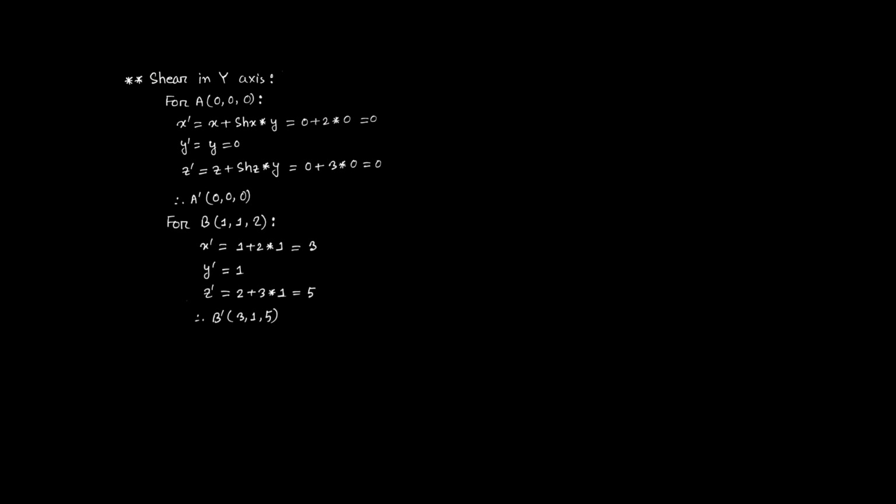We will apply shearing parameters to the y-axis like the x-axis. After y-axis shearing, the new points will be A(0,0,0), B(3,1,5) and C(3,1,6). Similarly, after z-axis shearing, the new points will be A(0,0,0), B(5,5,2) and C(7,7,3).